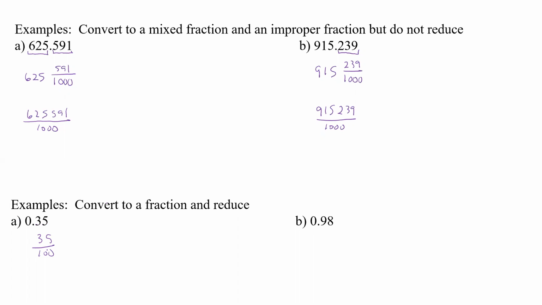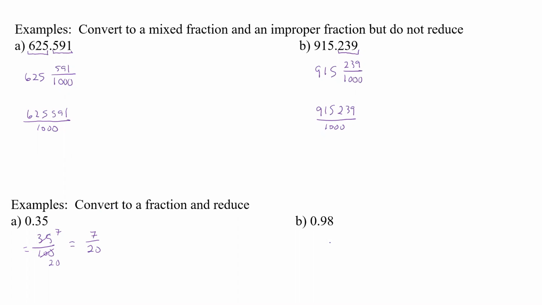So now what can we do? Well, 5 can reduce in here. So 5 will go in here 7 times. 5 will go in here 20 times. Well, we can't reduce that anymore, so that just is 7 over 20. Okay, so that's how we've converted first to a fraction. That was 35 over 100. We reduced it now to 7 over 20.